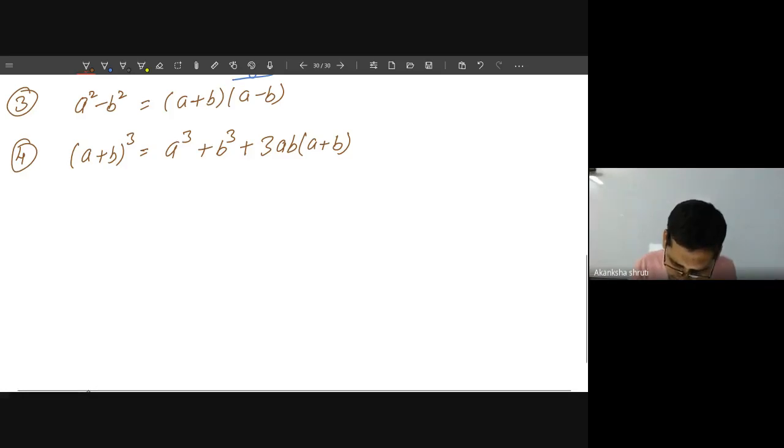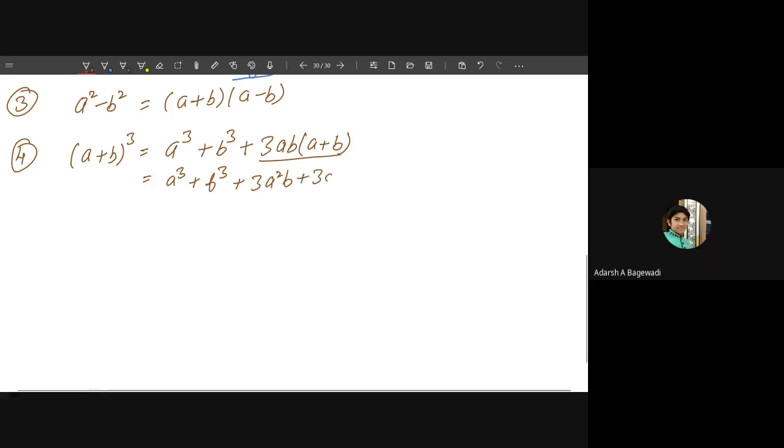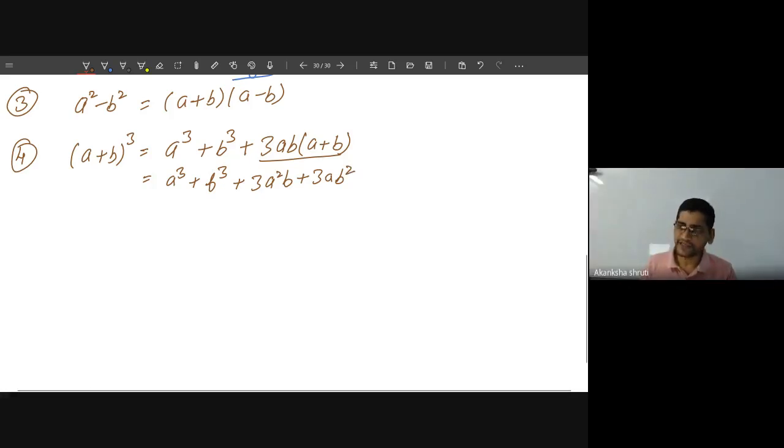If you multiply this bracket, it can be written as a cube plus b cube. Now 3ab will multiply with a, so it becomes 3a square b. Now 3ab will multiply with b, so it becomes 3ab square. Yes, so it is simply this one. Getting it, students? Yes, sir.